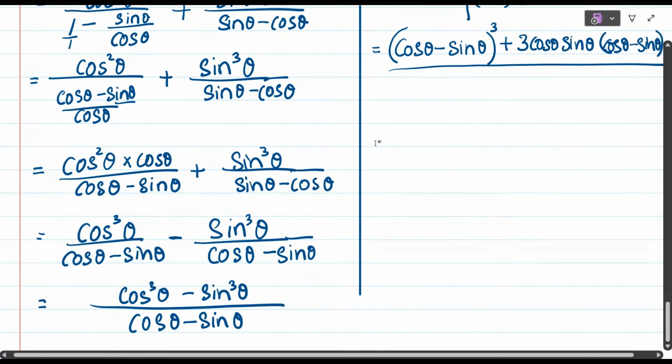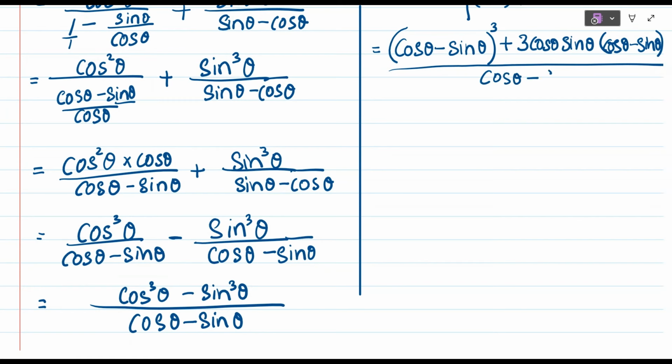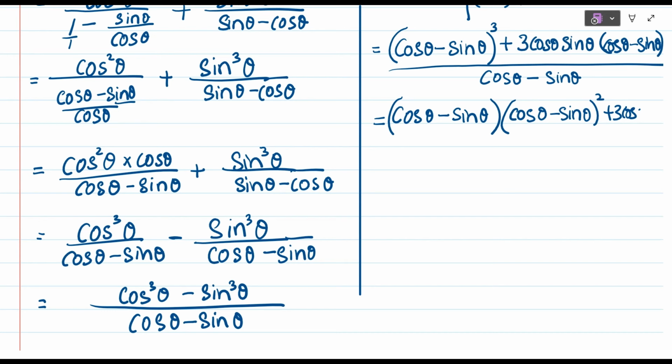That's it. So in the denominator we have cos theta minus sin theta. That one I am writing in the denominator. Understood? And if you observe carefully in the numerator, you have only two terms. In that, cos theta minus sin theta is common for both the terms, so I am taking it out. So what will be the remaining part in the numerator? Cos theta minus sin theta whole square plus 3 cos theta sin theta. Understood? Whole divided by cos theta minus sin theta.